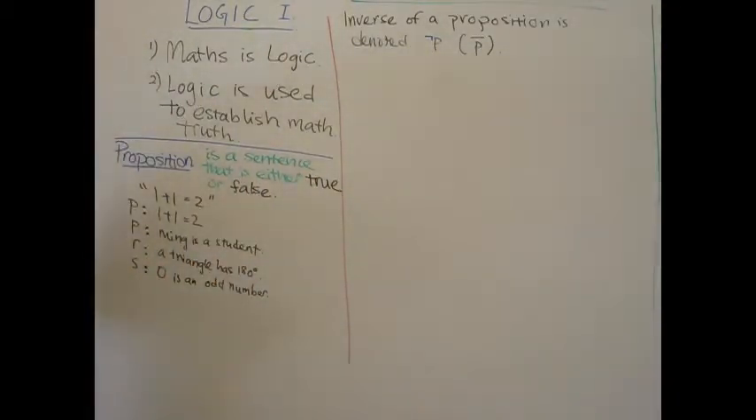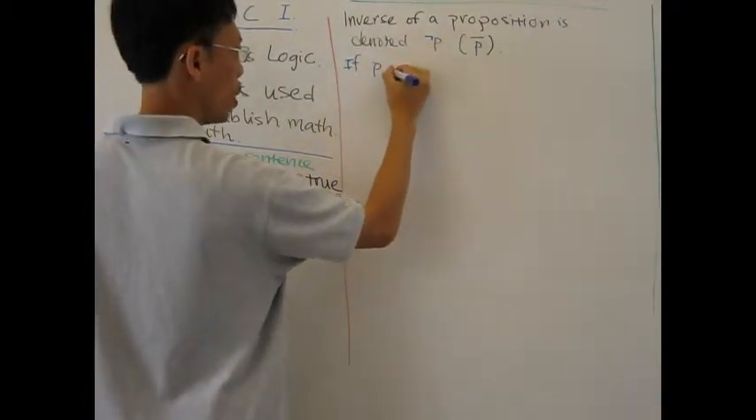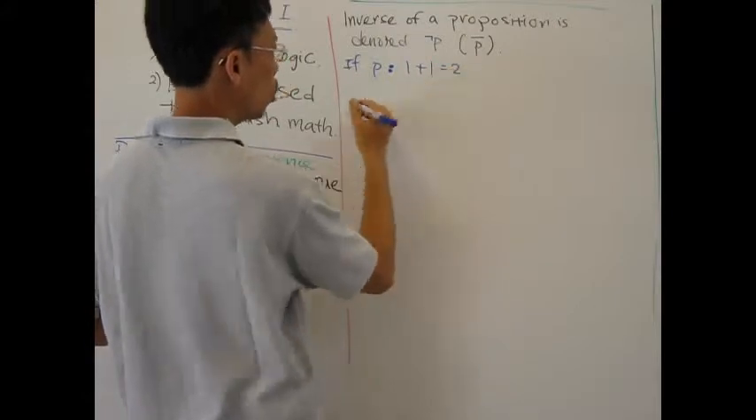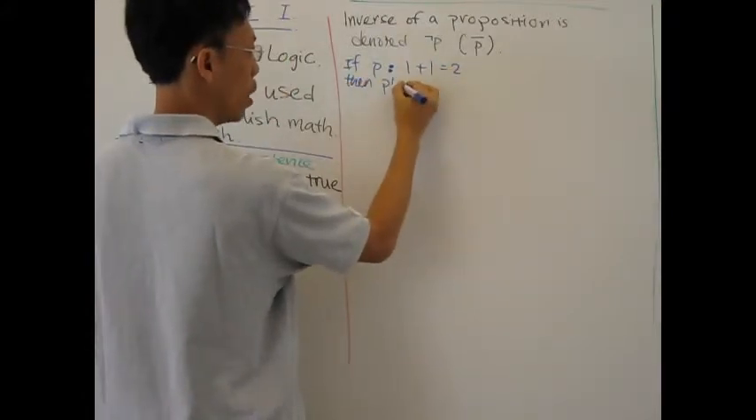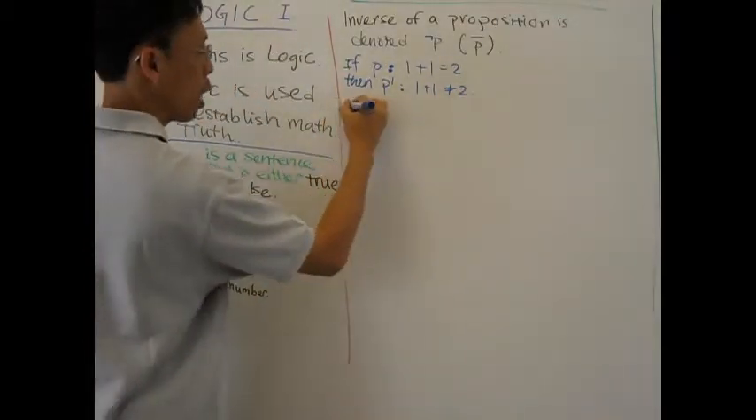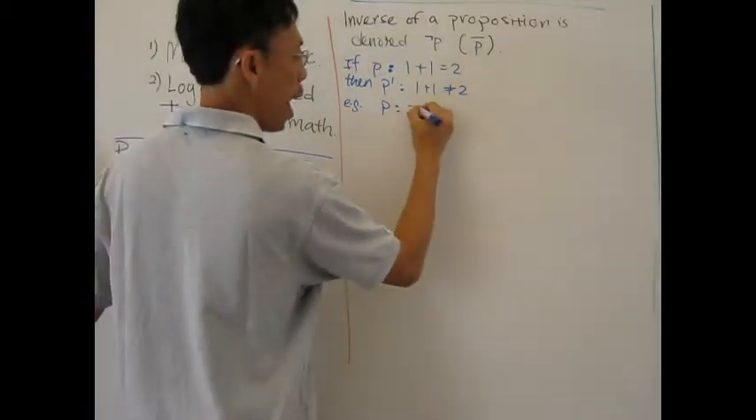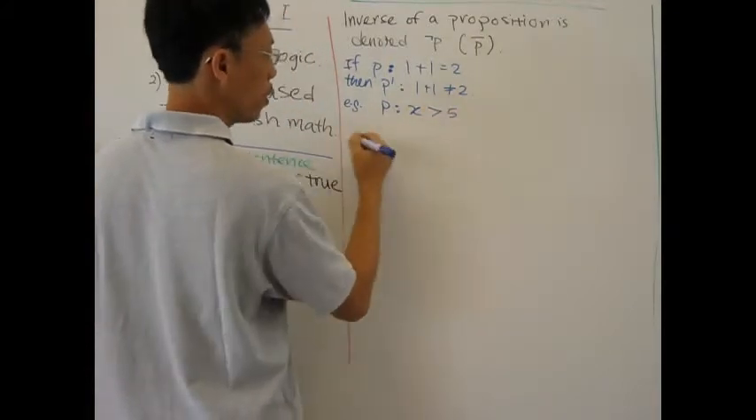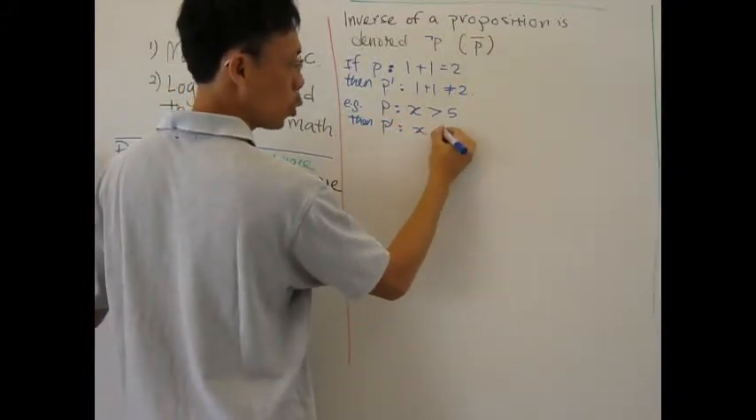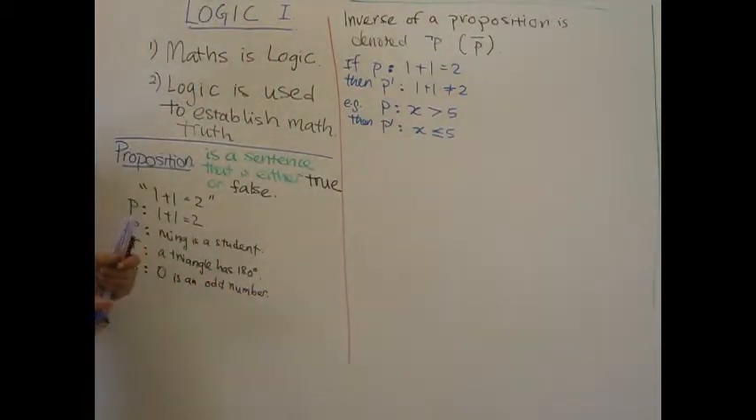For example, if p is 1 plus 1 equal to 2, then the inverse will be 1 plus 1 is not equal to 2. Another example would be p: x is larger than 5. Then the inverse will be x is smaller or equal to 5.